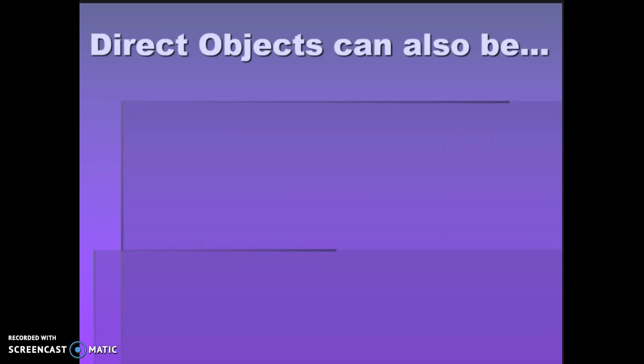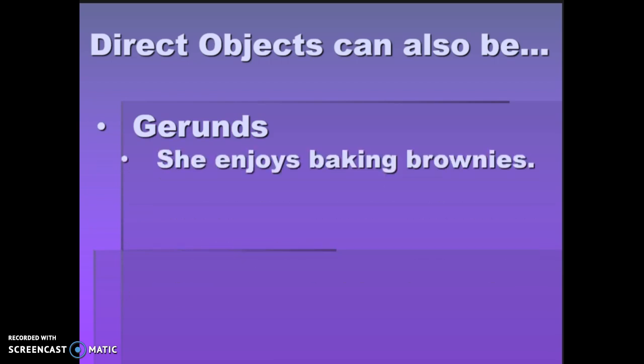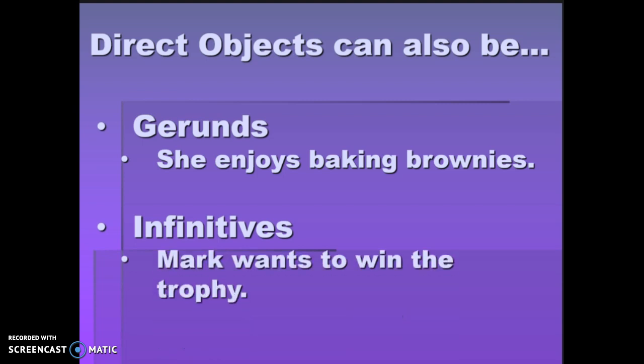Some other things that direct objects can be. They can be what's called gerunds, which you may or may not be familiar with. So there's our sentence again: she enjoys baking brownies, and the word baking would be a gerund. It could also be an infinitive. We talked about how the word to in front of a verb cannot be a preposition or a prepositional phrase, so it's called an infinitive. When you say something like Mark wants to win the trophy, you ask again, Mark wants what? He wants to win. So to win is the infinitive. It's also the direct object. There's a nice little circle for you.